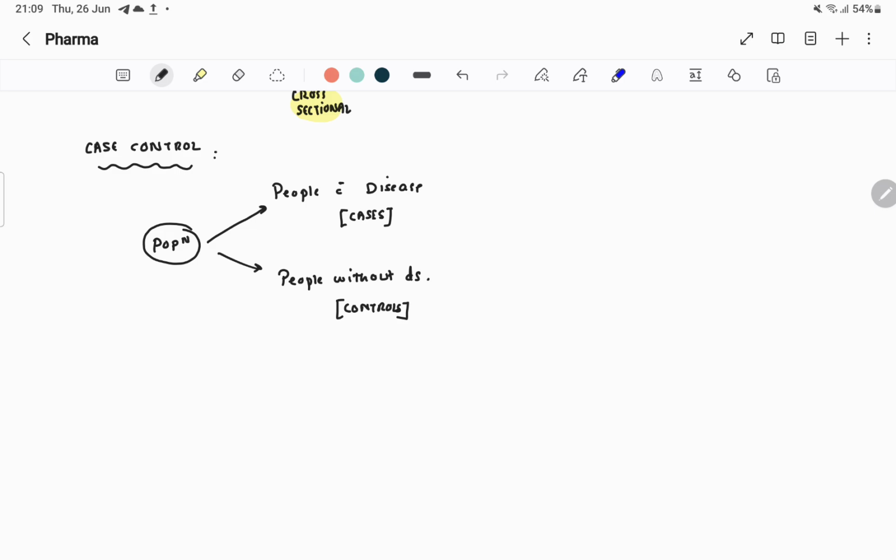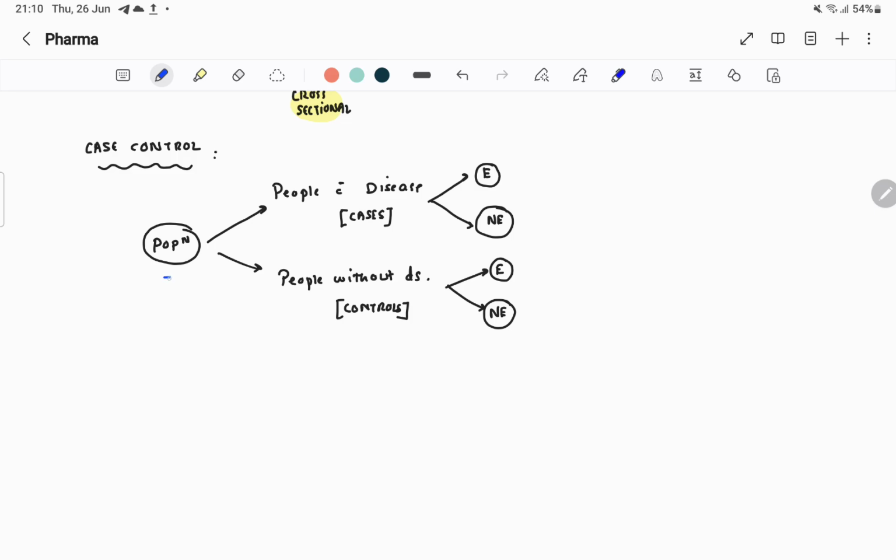Then from these cases, you are checking how many are exposed and how many are not exposed. From controls, you are checking how many are exposed and how many are not exposed. So this is the direction. Understood?